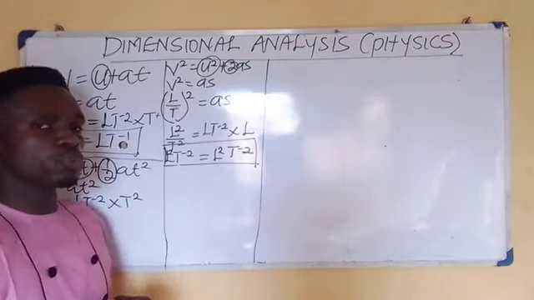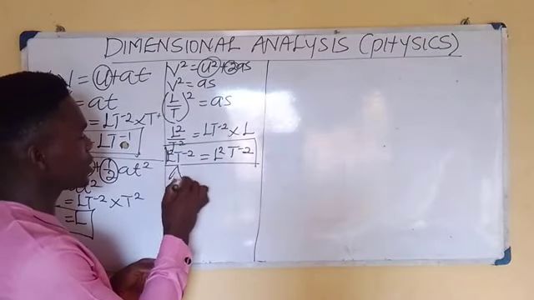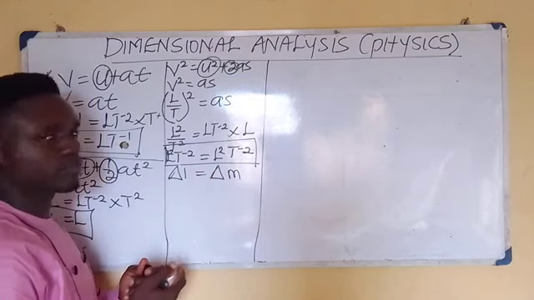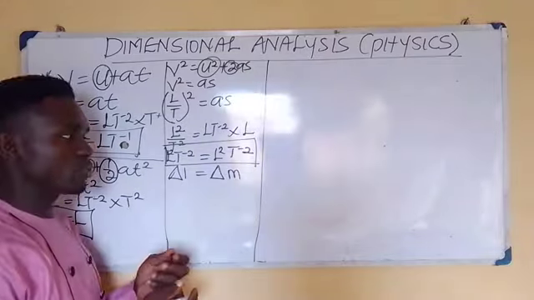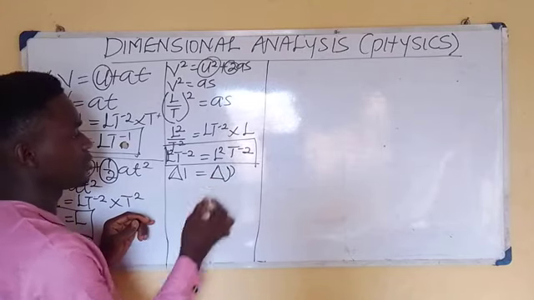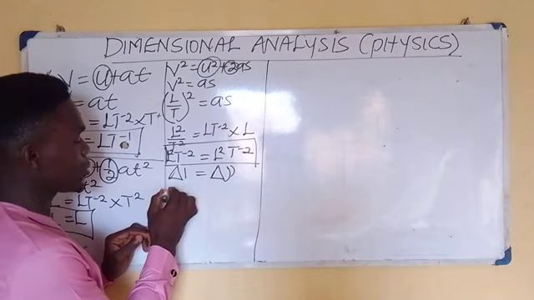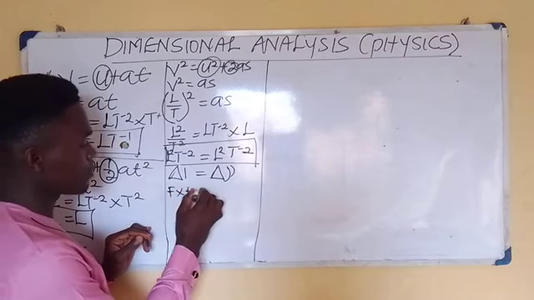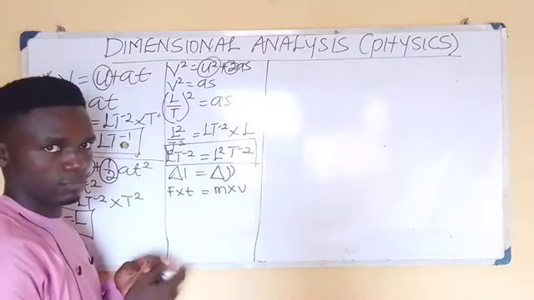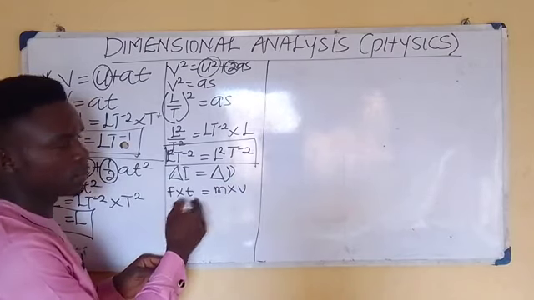Let us jump into other quantities. Prove that change in impulse is equal to change in momentum. Okay, let me use this sign. Change in impulse equals change in momentum. So, don't forget that impulse is force times time. Momentum is mass times velocity.